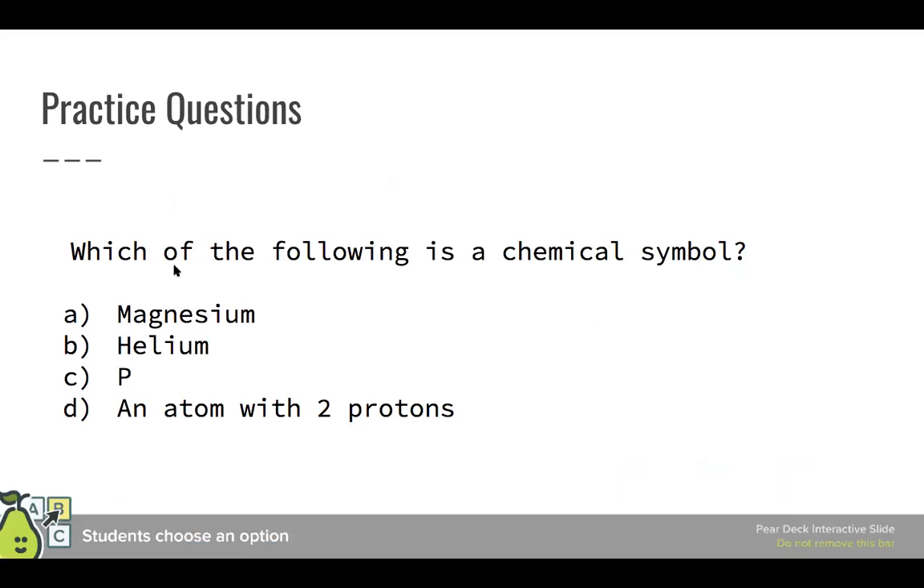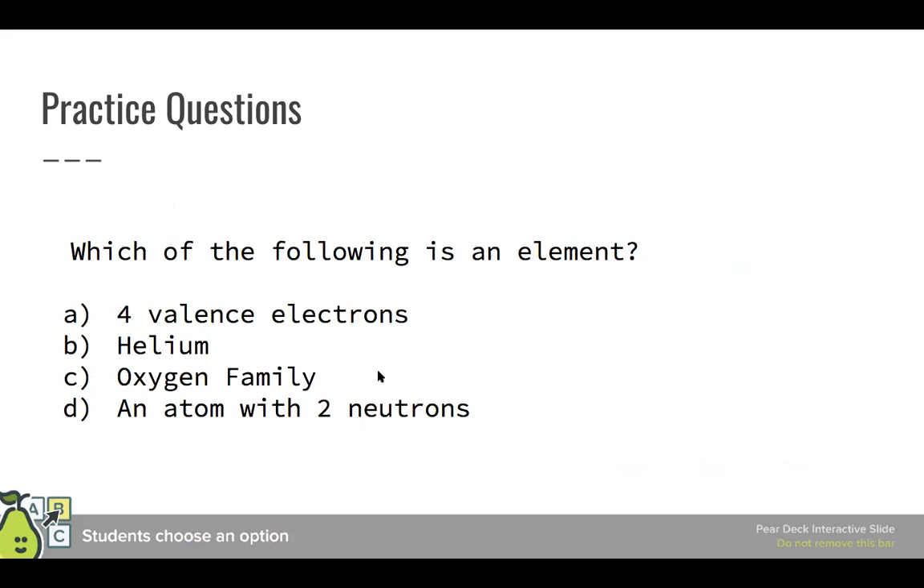Practice questions. Pause on each of these, read them to yourself, come up with an answer. Correct answer here is C. Pause for this. Correct answer here is B.